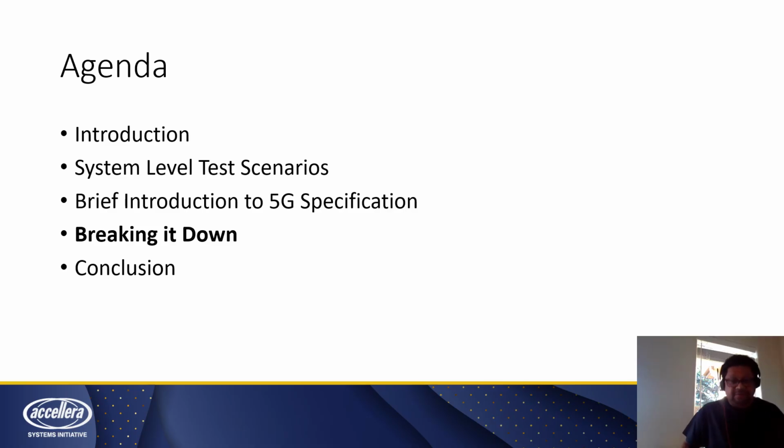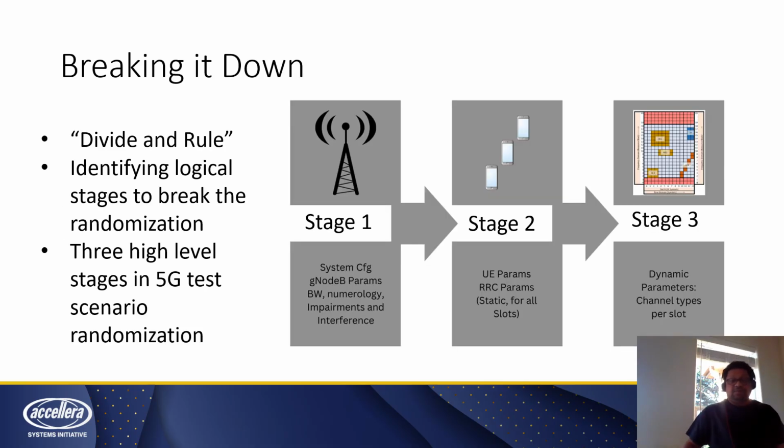All right, let's break it down further. To break down the problem of constraint random generation, we applied a simple divide and rule idea. We identified logical stages where the randomization can be broken down. At a very high level, we broke it down to three stages for the 5G test scenario generation. The first stage is system level configuration, gNodeB parameters, which are the antenna parameters, bandwidth, numerology, impairments, and interference. These are really high level parameters which decide how your resource grid will look.